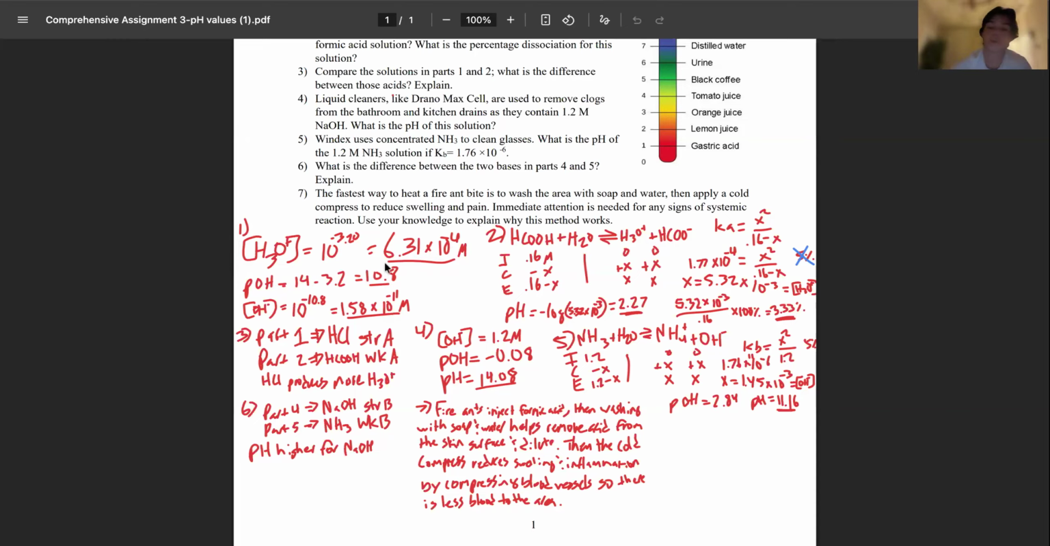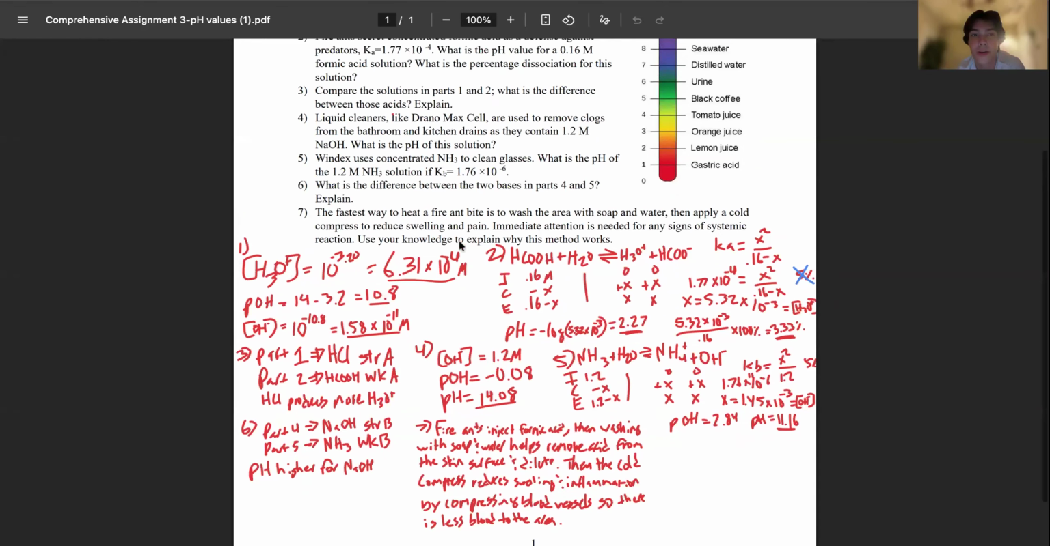And to find pOH, it's really easy. You just have to do 14 minus the pH, which is 3.2, and it should give you 10.8. Then to find the concentration of OH is the same process as the first part. It's just 10 to the power of negative pOH, which is 10.8, and it should give you 1.58 times 10 to the power of negative 11 molality.